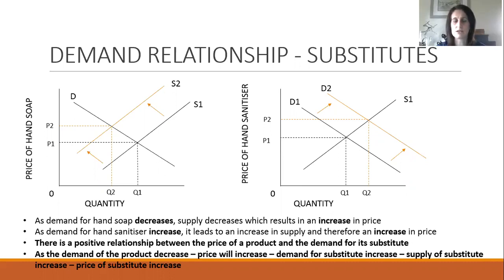Okay, so if we look at the original product, the demand for that product decreases. Because demand is decreasing, supply of that product is also decreasing. And if supply decreases, they need to charge more for the product to still make the same amount of money.